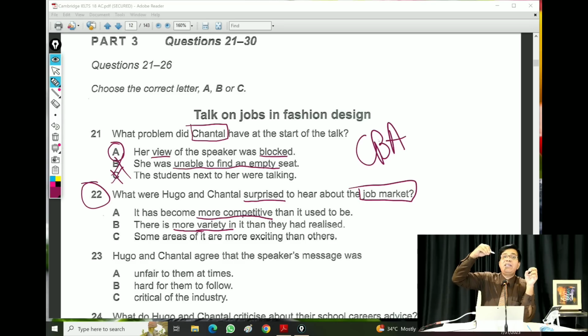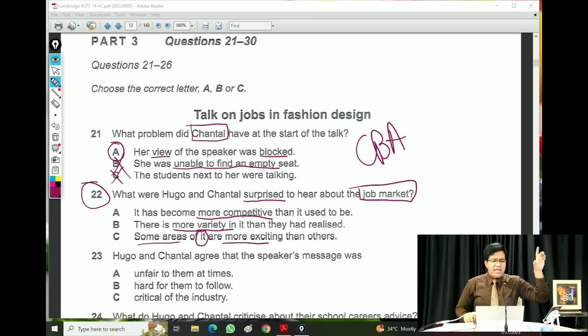So, variety, more variety. Underline more variety. More variety where? Job market. Don't forget job market. That is your subject. Some areas of it. What do they mean by it? Job market. You should know that. Some areas of it are more exciting. So, some areas more exciting. Now, they will be surprised. Option A is more competitive. Option B is more variety and option C is some areas more exciting. Or you can just see more competitive, more variety, more exciting. Wow, easy job, right? Let's see.